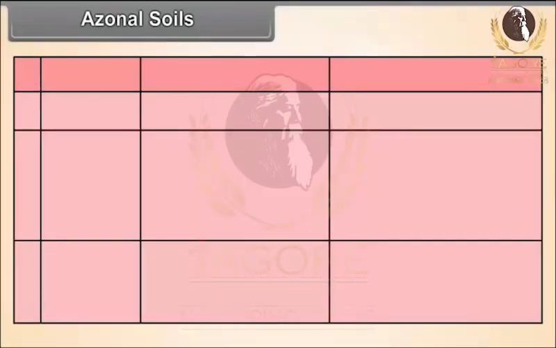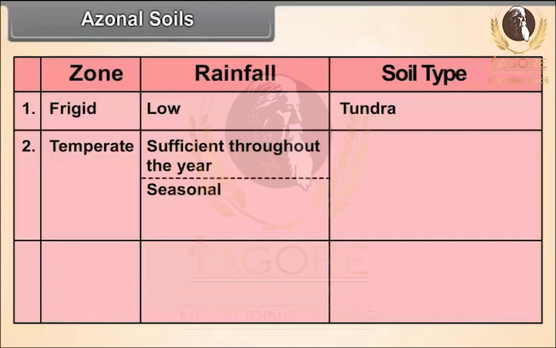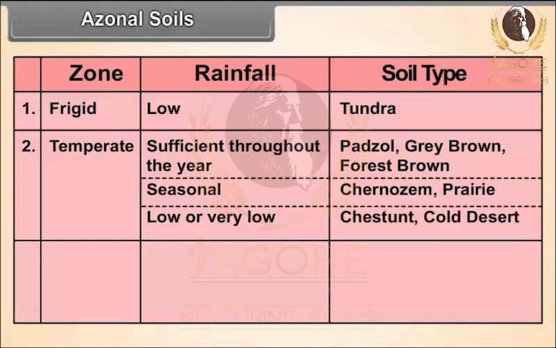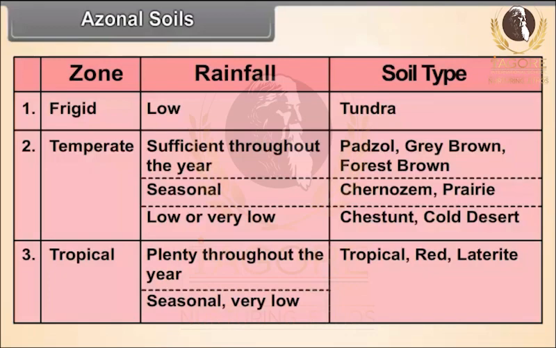Chart. Zone, frigid. Rainfall, low. Soil type, tundra. Zone, temperate. Rainfall, sufficient throughout the year, seasonal, low or very low. Soil type, podzol, grey-brown, forest-brown, chernozem, prairie, chestnut, cold desert. Zone, tropical. Rainfall, plenty throughout the year, seasonal, very low. Soil type, tropical red, laterite, regur, red desert.